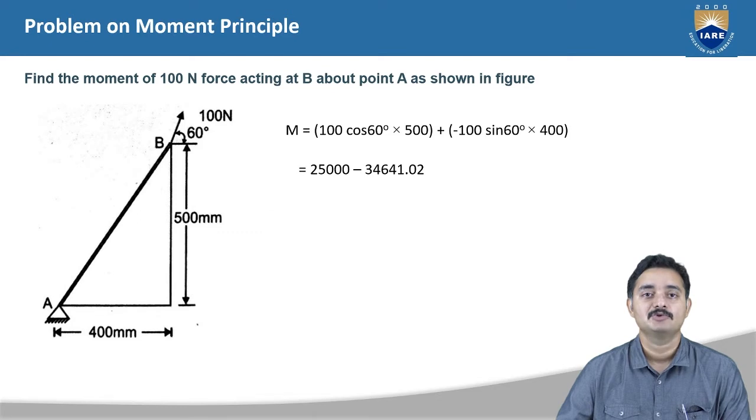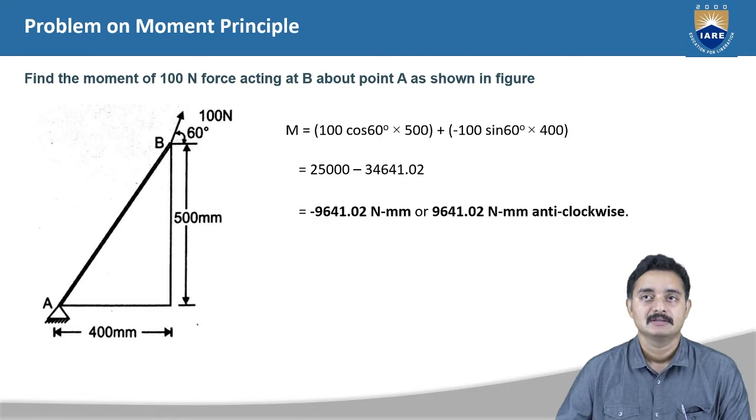which gives the value of 25,000 minus 34641.0. That is equal to minus 9641.02 Newton millimeter or 9641.02 Newton millimeter anti-clockwise direction. So here, as per the direction of the force that is being applied with respect to the moment center, the clockwise and anti-clockwise directions will be selected likewise. This is how we will be identifying the moments along with the moment center with respect to the perpendicular distance of the force to the moment center.